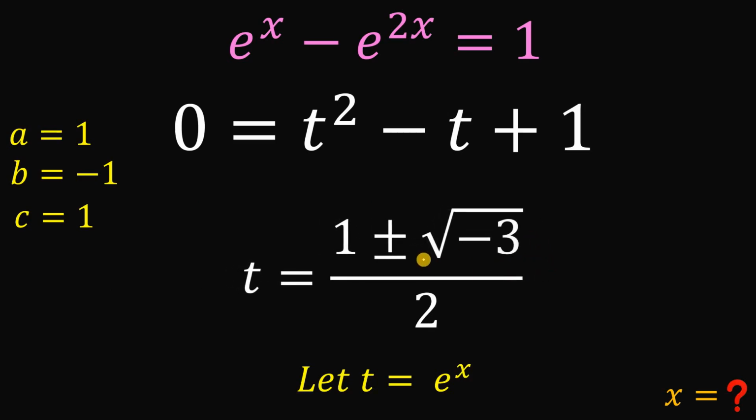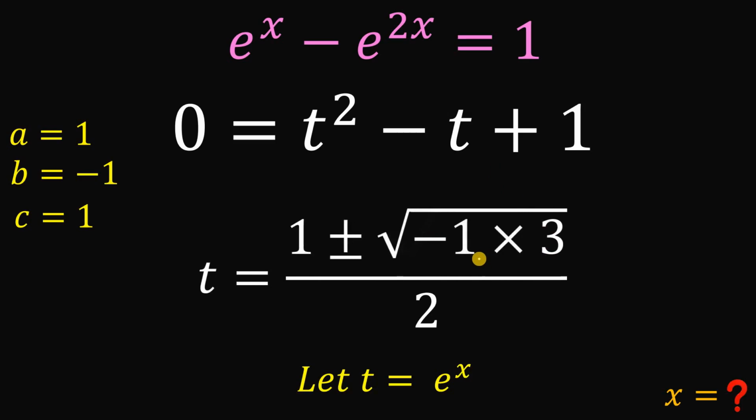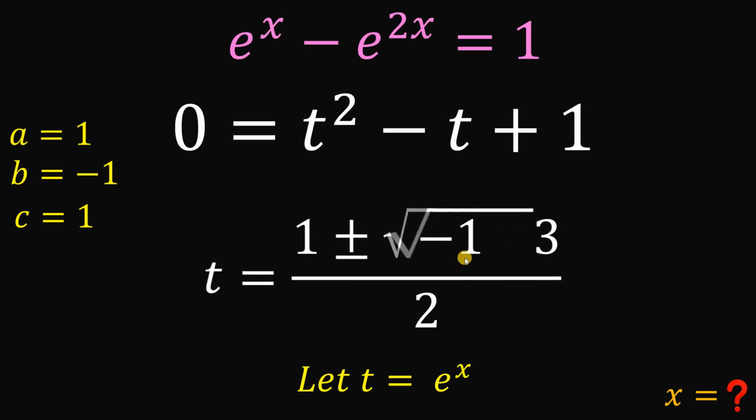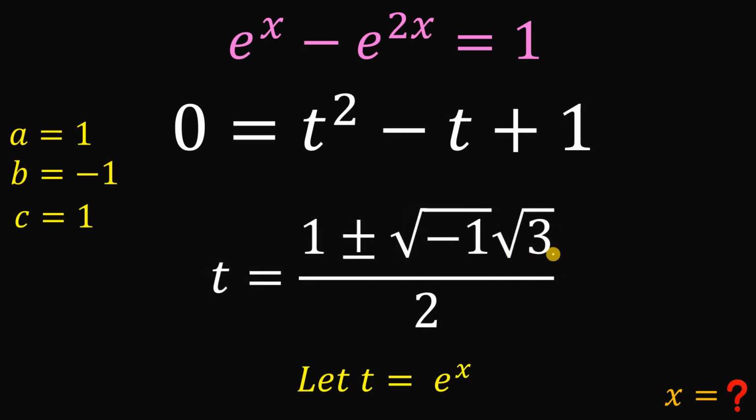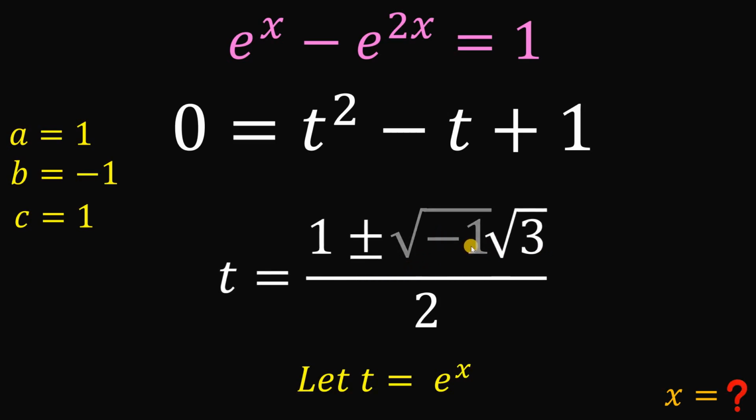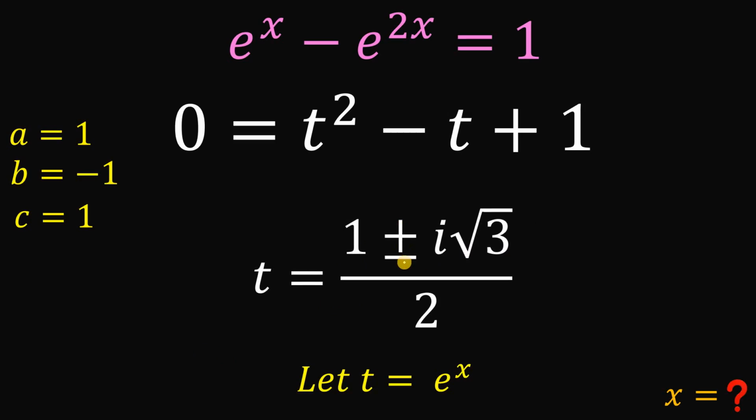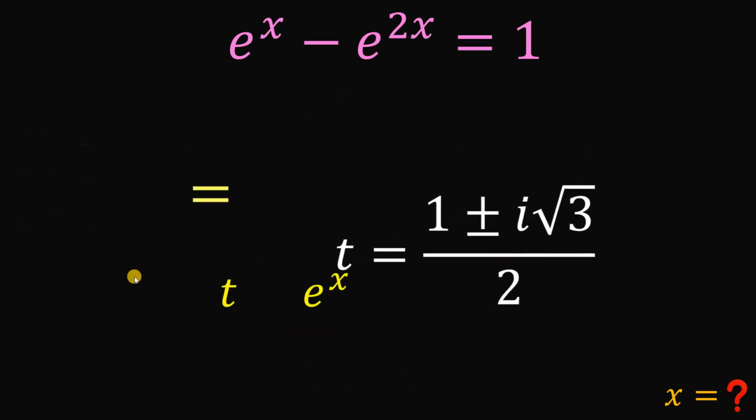Now, what is the value of the square root of negative 3? Take note, negative 3, we can write this as negative 1 times 3. And we can split this into the square root of negative 1 multiplied by the square root of 3. Now, by definition, the square root of negative 1 is i. So, we have t equals 1 plus or minus i multiplied by the square root of 3, all over 2. This is the value of t, but we don't want the value of t. We want the value of x.